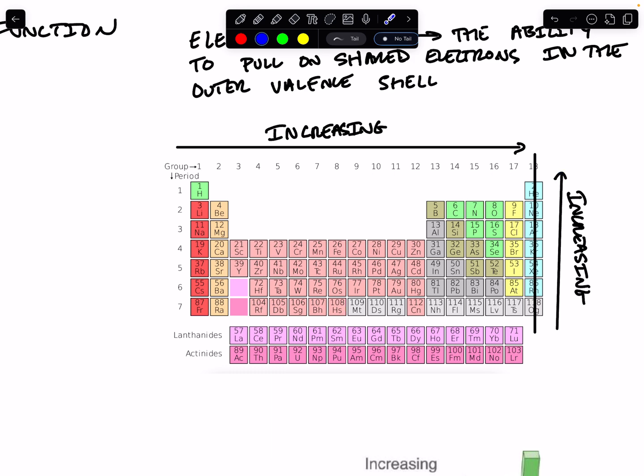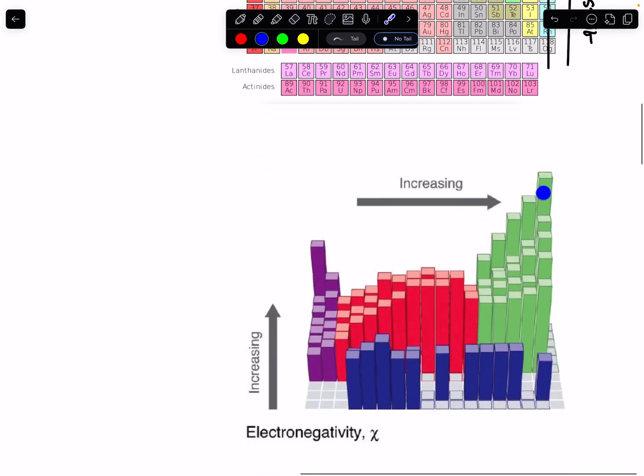The reason is that as you move down the groups, the valence shells get further and further away from the nucleus. So even though the elements way down in this corner of the periodic table have tons of protons in their nucleus, their outermost electrons are really far away from that nucleus. Because they're so distant, they can't pull on those electrons as strongly. So it's increasing as we go up a group and as we go across a period in this direction, which makes fluorine the most electronegative element in the whole periodic table.